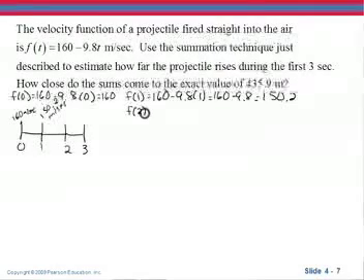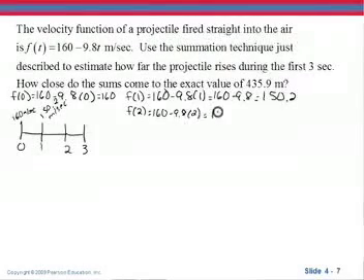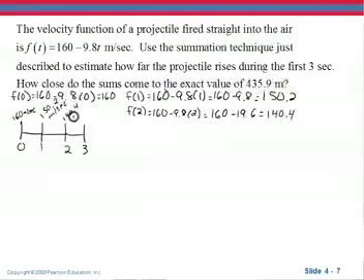Now let's look at 2 seconds. At 2 seconds, it's going 160 minus 9.8 times 2. 9.8 times 2 is 19.6. Subtract there, and that will be 140.4. So at 2 seconds, it's going 140.4 meters per second.